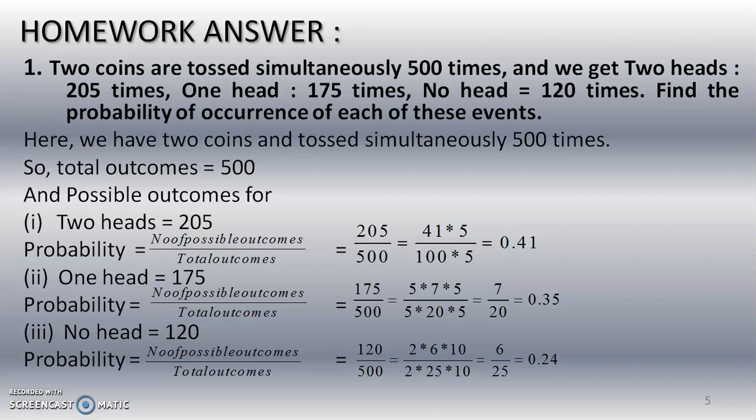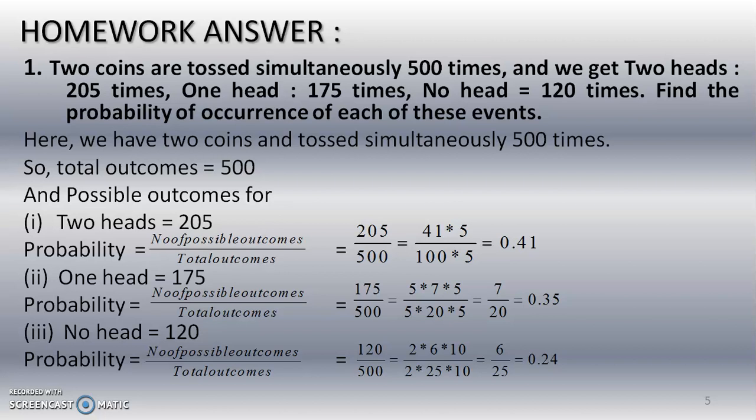Here we have two coins tossed simultaneously 500 times. So total outcomes, I already told, is 500 and possible outcomes for two heads is 205. So probability equals number of possible outcomes divided by total outcomes equals 205 divided by 500. 205 means 41 into 5 and 500 means 100 into 5. So 5 cut. So 41 divided by 100 equals 0.41.